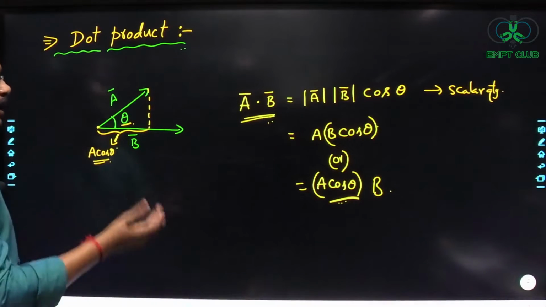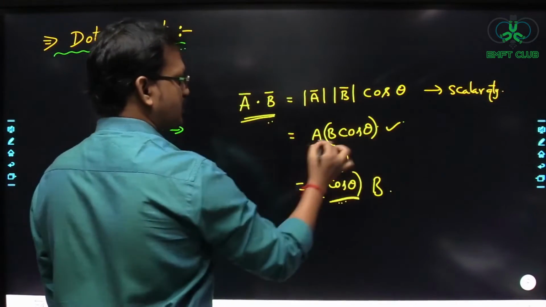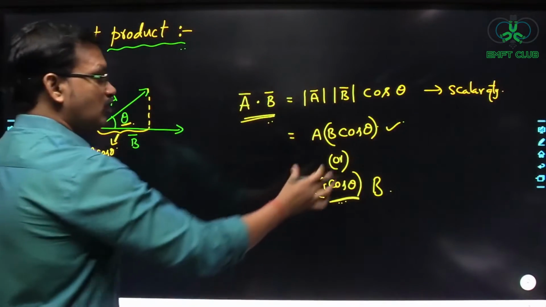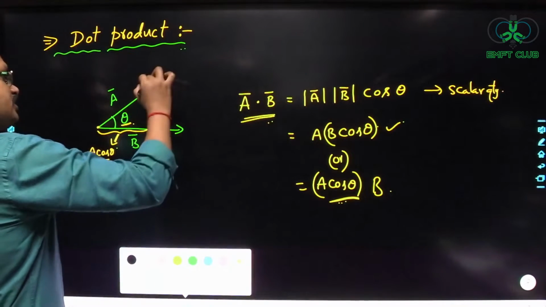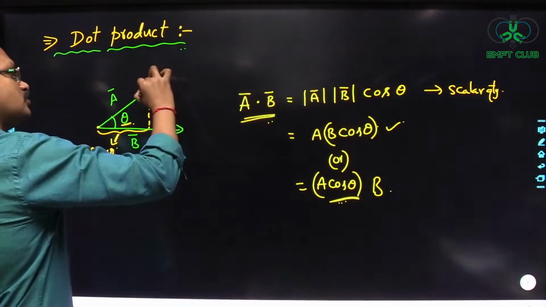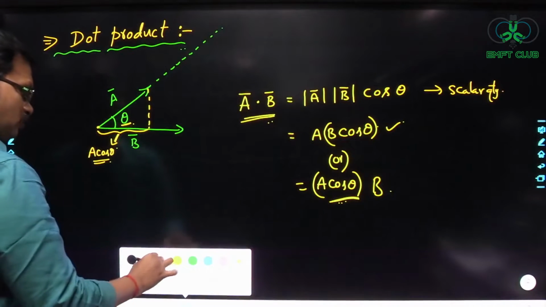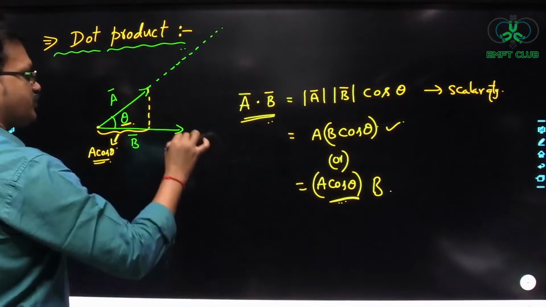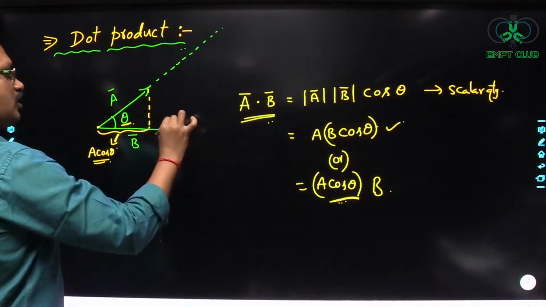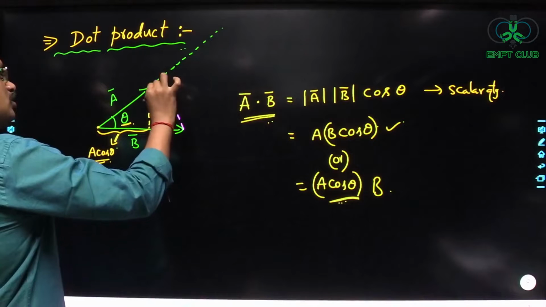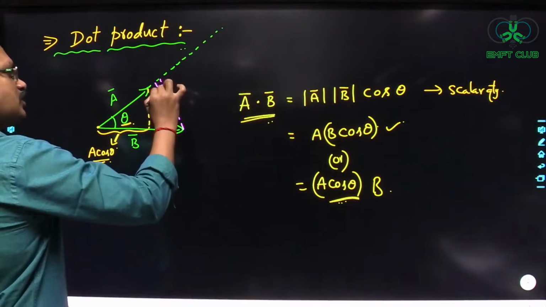Understood? Or I can say in this manner, I can write the same expression as a into b cos theta. So here what is this b cos theta? Here I am extending this a bar like this, right? Okay. Now just drop a normal from the head of b bar onto a bar. Okay, so this angle is nothing but 90 degrees.